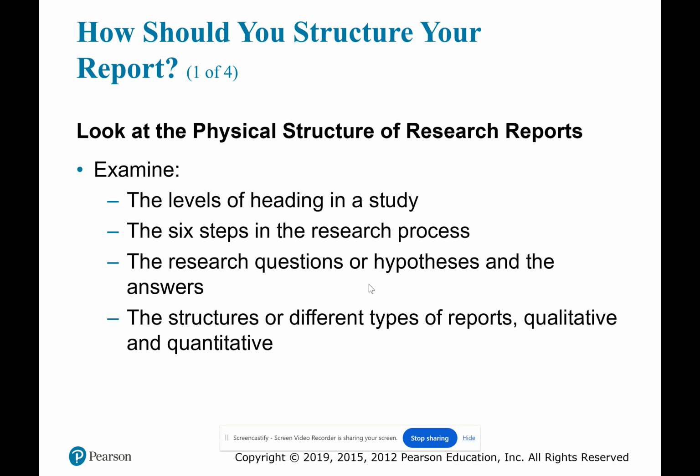There are 6 steps in the research project process. Remember, we've learned those, but just to go over them: you have your research problem, your literature review, the purpose statement, your research questions or hypothesis, data collection, analysis, and reporting format. In your report, you'll also have your research questions or hypothesis and the answers, and then the structures of different types of reports, qualitative and quantitative. You know they're going to be different based upon which one it is. That's just the physical structure of the actual reports.